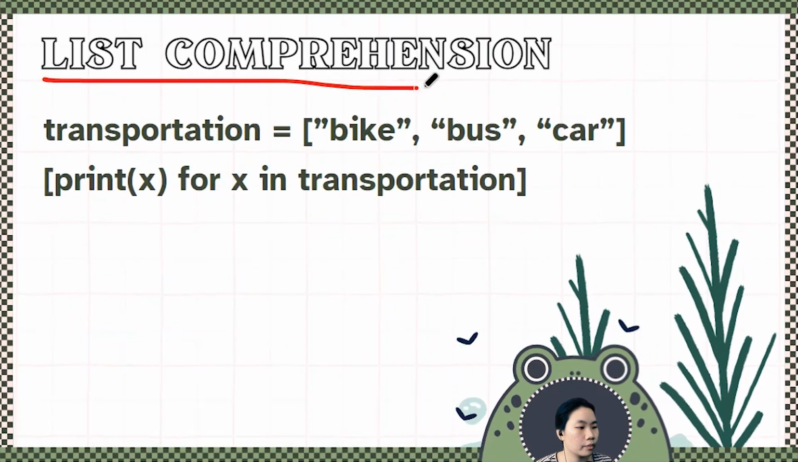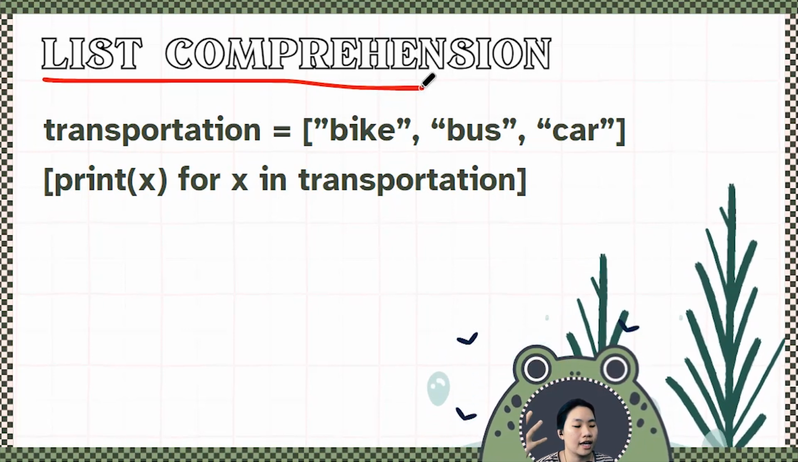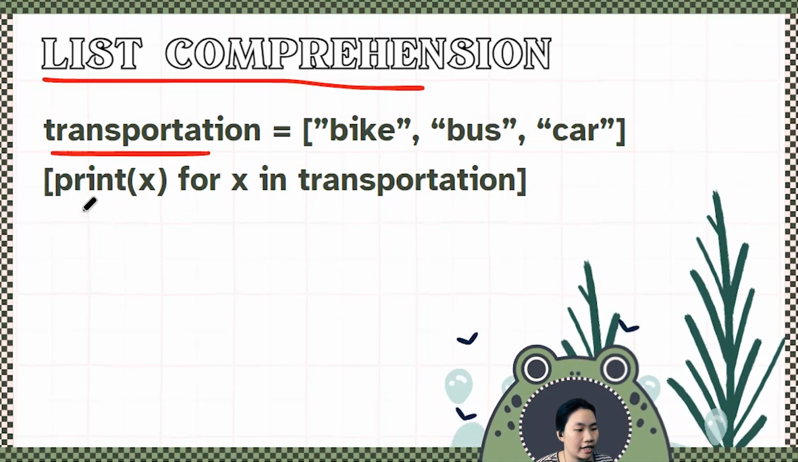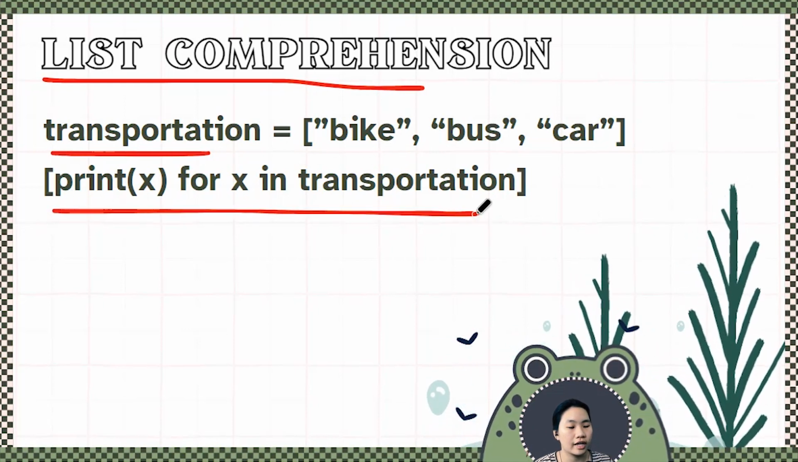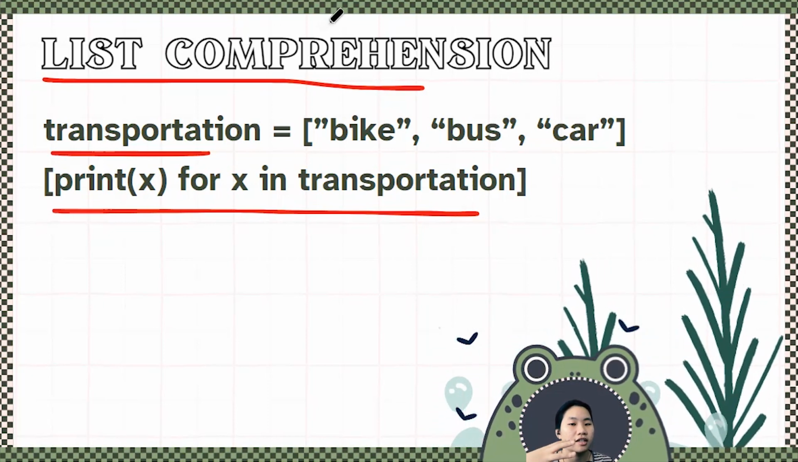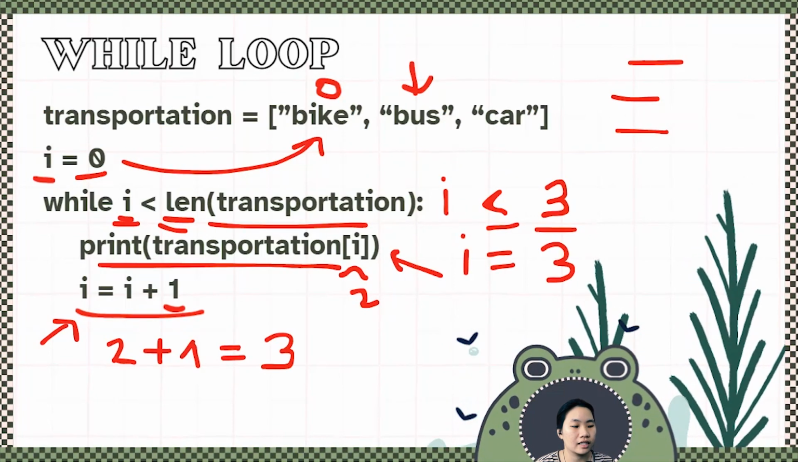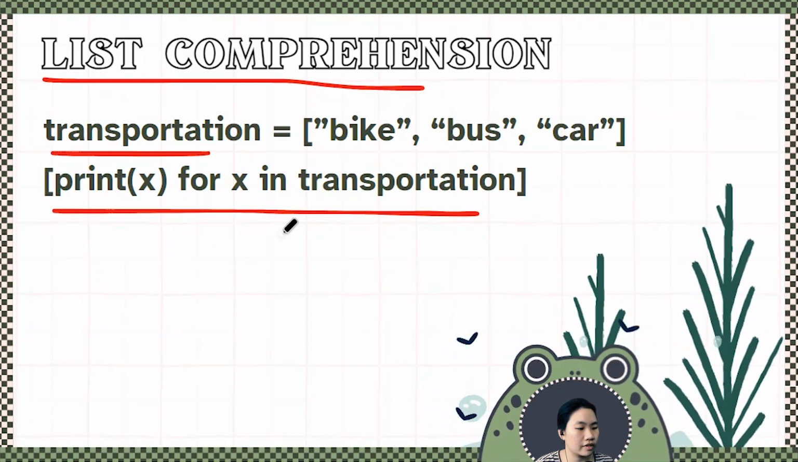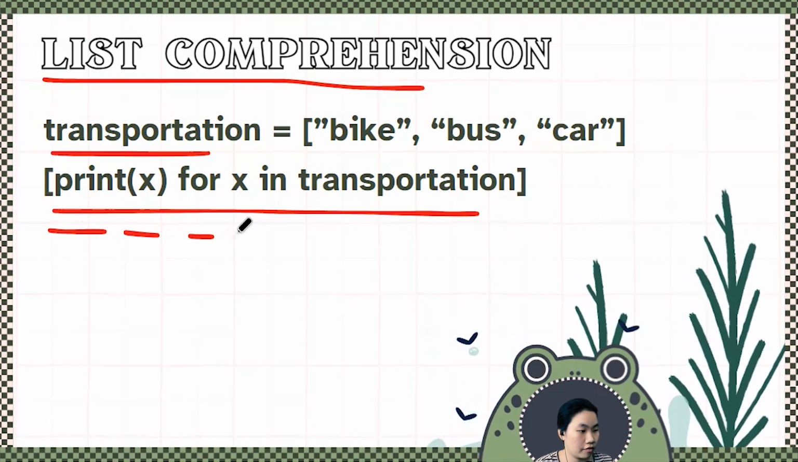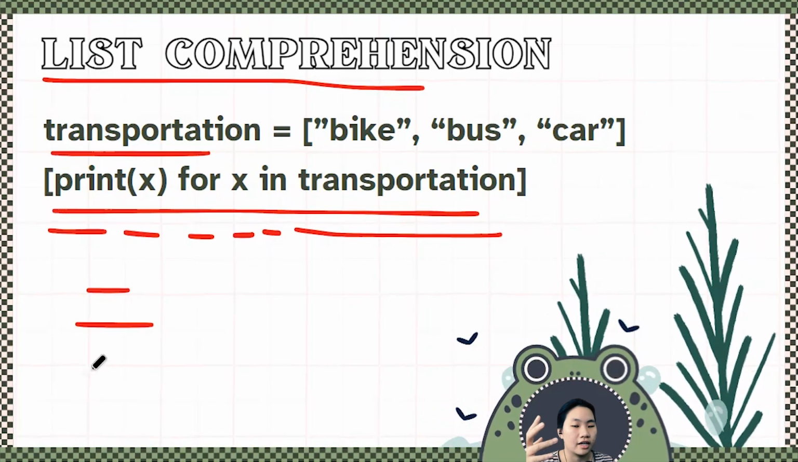That's it. List comprehension. Now this is just a brief introduction to list comprehension. We'll dive deeper into it in the next lesson. Once again, transportation list, and this is simply a shorthand for a for loop. That's what list comprehension is. It's a shorthand, it's a shortcut to a lot of these methods about printing that you've seen previously, right? And the syntax goes: print x for x in transportation, bike, bus, and car.